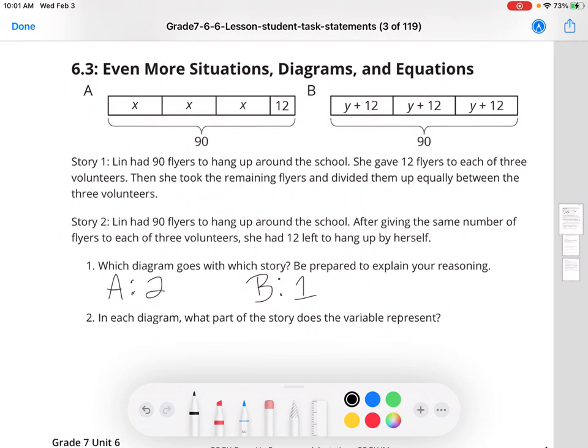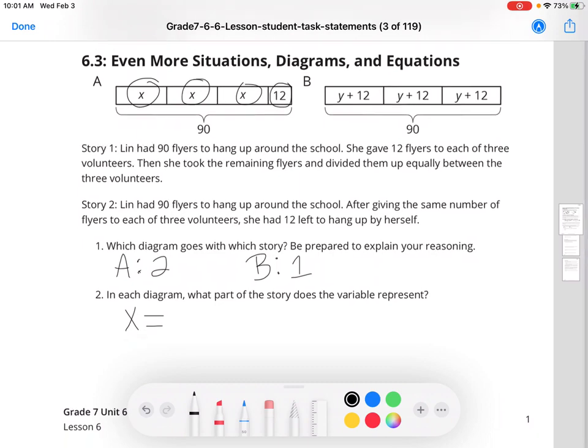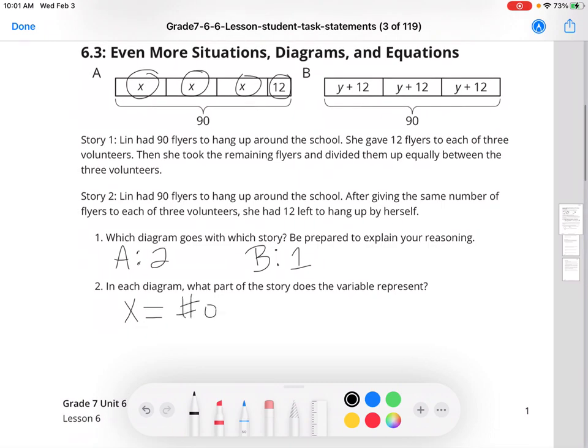Okay, on number 2, it says in each diagram, what part of the story does the variable represent? So for diagram A, my X represents what? So I know that the 12 is how much she hung up herself. And then I know she gave the same amount of flowers to 3 volunteers. So then X represents the number of flowers that she gave to each volunteer.